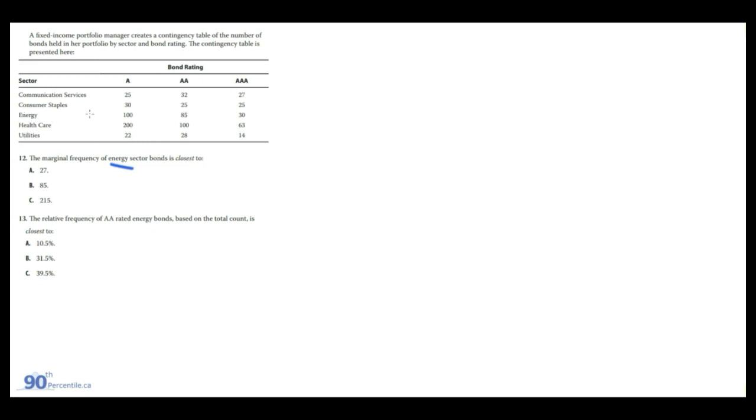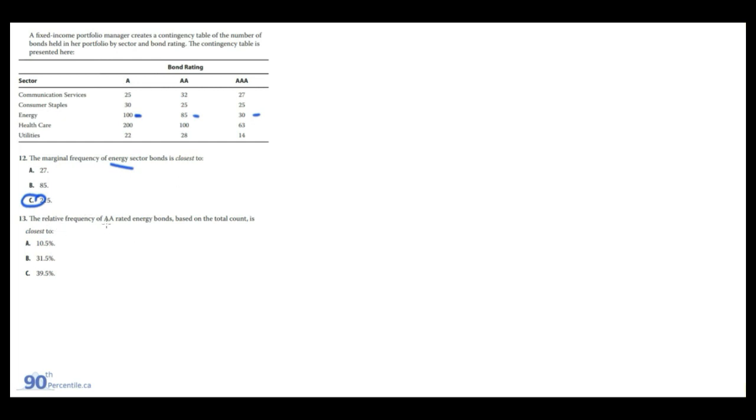of the energy sector. So all we're trying to do, the marginal frequency is just asking how many energy bonds are there in this table. So it's going to be the 100 plus the 85 plus the 30, which gets you to 215. So the marginal frequency is always just either summing rows or columns. If they were asking the marginal frequency of A-rated bonds, it would just be the sum of this column here.